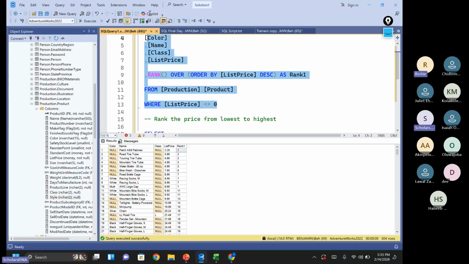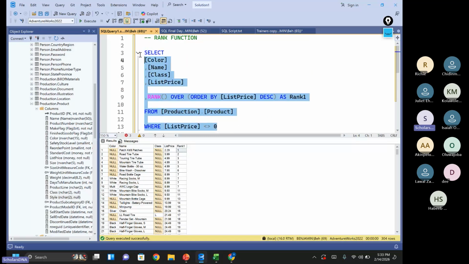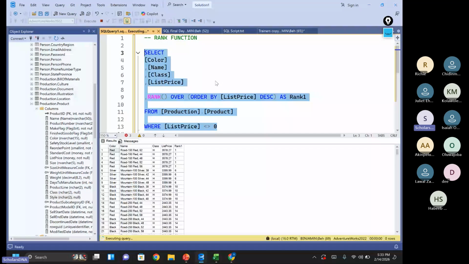Right? I execute, and you can see 1, 1, 1, 1, 6. Look at the way it is done here. Where there's a tie, it is rank 1, then the next number is 6. But now look at the way a dense rank would look. I'm going to use the same values and explain a dense rank.